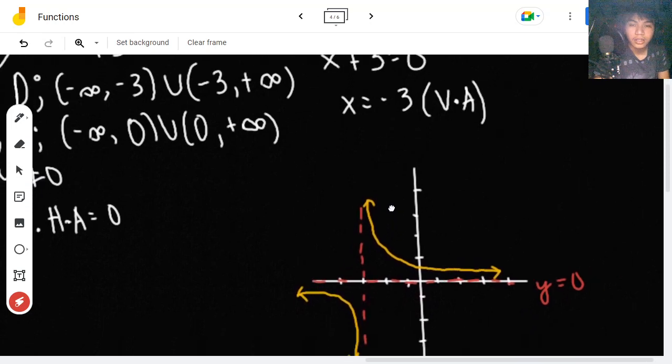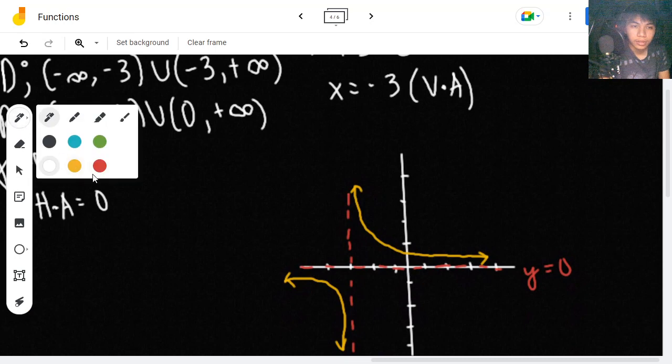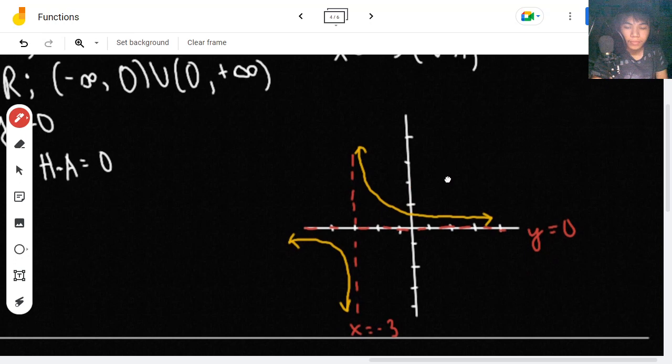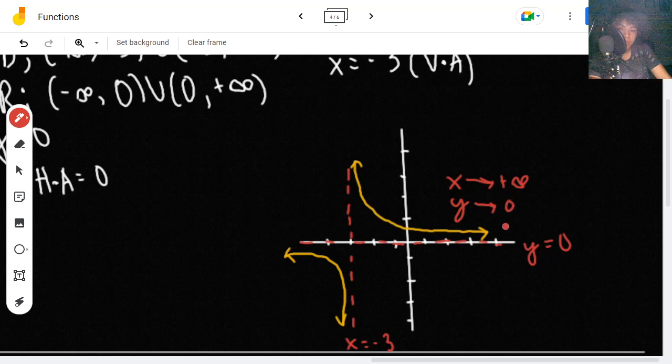so as we can see from here, when x from this side approaches positive infinity, since it will just continue, y gets closer and closer to 0. That is how asymptotes work.